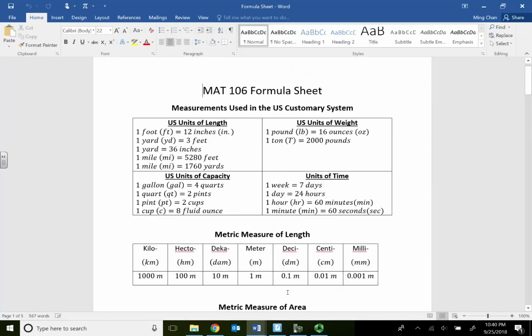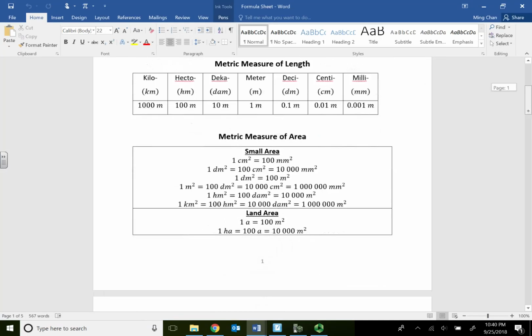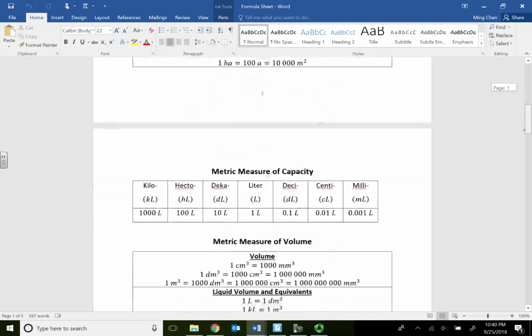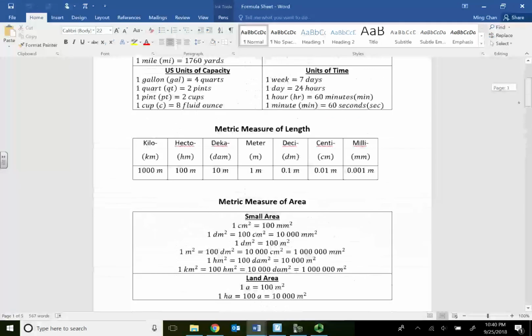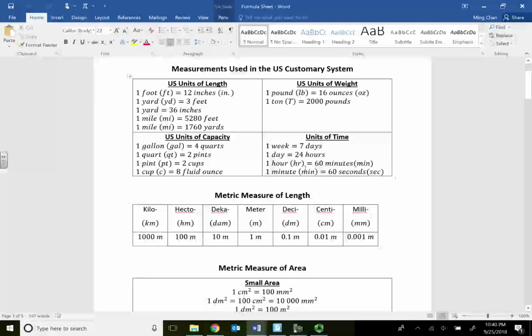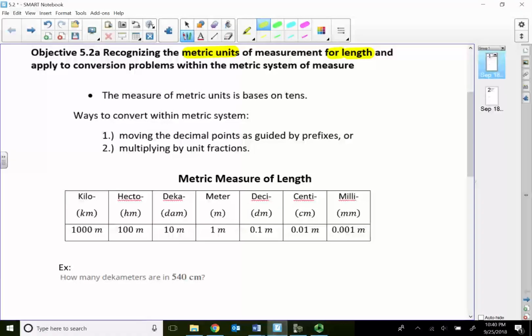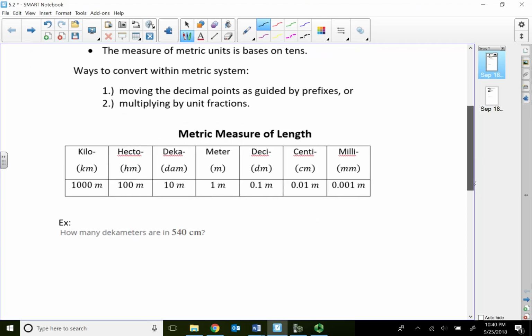So let's look at our formula sheet. On the formula sheet, I don't even have it. The only thing I have is this table that you see on this video right now. Let's say, for example, just like this very first one, how many decameters are in 540 centimeters? What that means is the problem wants you to take 540 centimeters and convert to decameters. Decameter is abbreviated dam. Okay, go by the prefix.